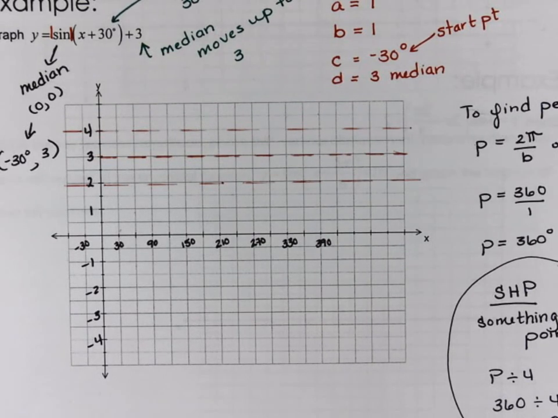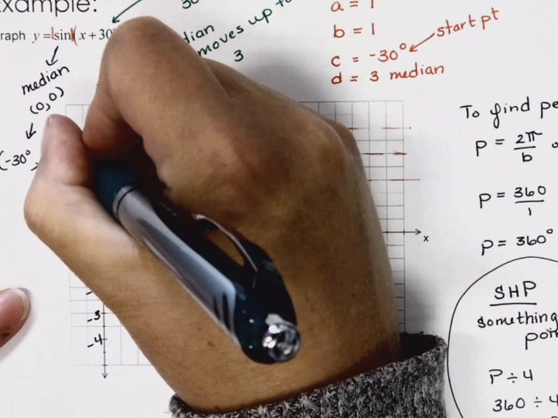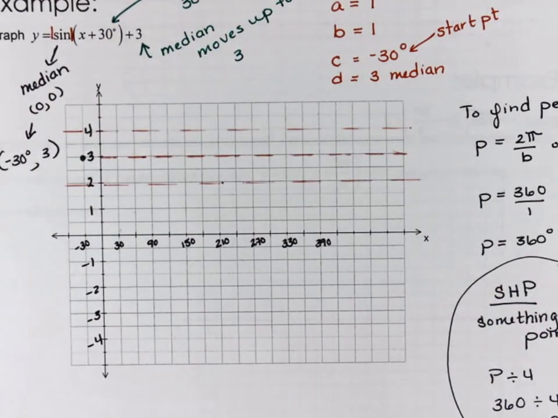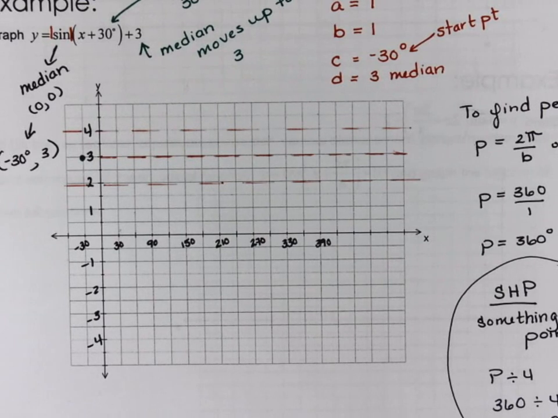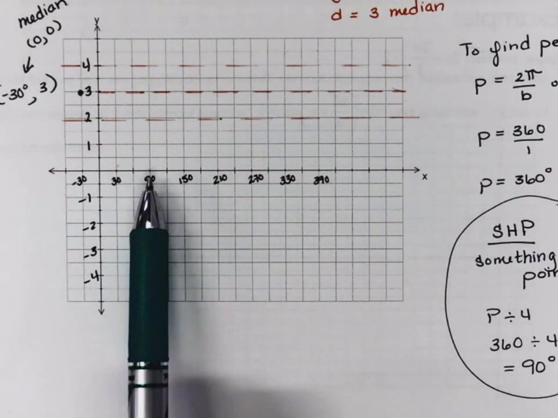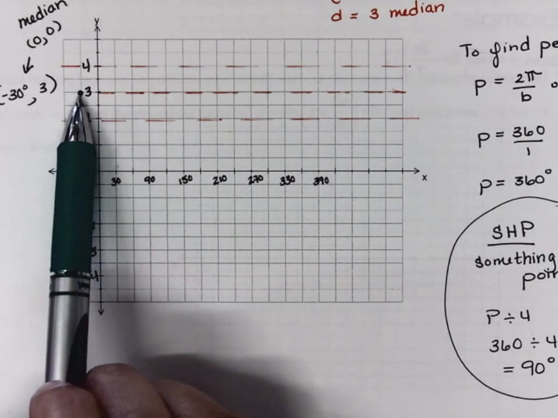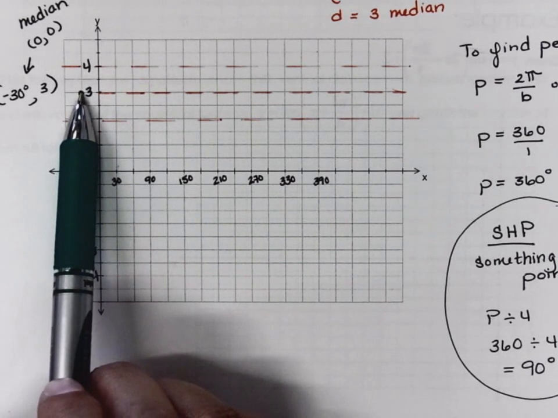All right, where did we say our graph now starts? The first median is at negative 30 and 3. Now again, you can use a table of values. There is no problem or shame in that. This is just a faster way to do it. Now I'm going to use my something happening point. Something happens every 90 degrees. It doesn't happen at 90 degrees, it happens as you travel 90 degrees. So if my graph started at negative 30, where's my next point?